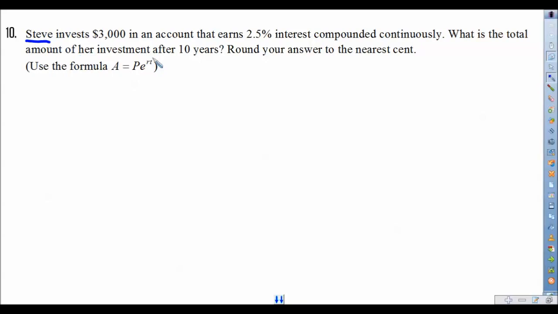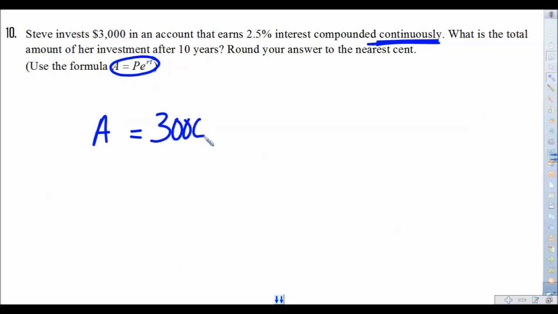But anywho, if we look at this problem here, Steve invests $3,000 in an account, 2.5% interest compounded continuously. When you're doing a continuously compounded interest problem, you have to use this formula here, the PERT formula, which uses that irrational number E. Remember, P stands for your initial amount invested. So if we're trying to figure out how much money is in there after 10 years, take the initial amount invested, 3,000, multiply it by E, and then raise it to your rate.